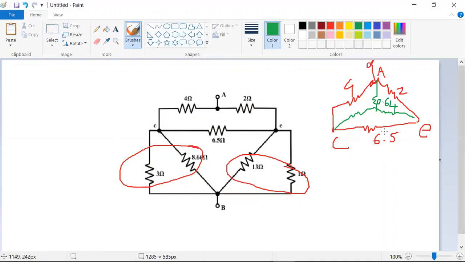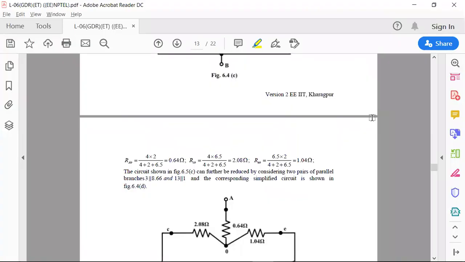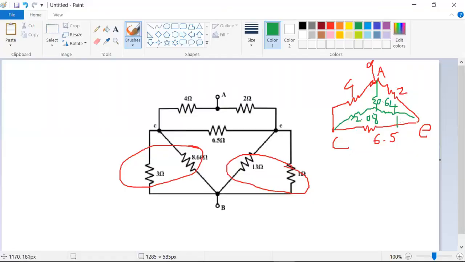Then after multiplying, let me do it from my side, because some references may have a few mistakes. 6.5 into 4 divided by 12.5, then this is 2.08, right? 2.08. What about 6.5 into 2? 6.5 into 2 divided by 12.5. That is 1.04. Right. This is 1.04. Hope you are clear.